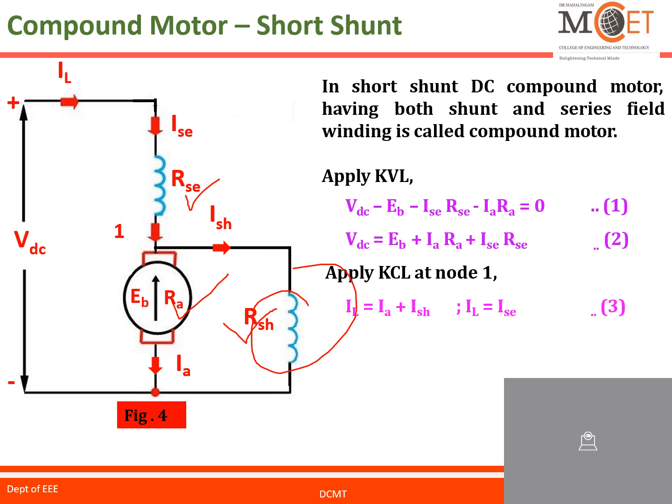Same as the previous one, the input voltage VDC equals back EMF plus IA RA plus IA RSC. If you take IA outside, then RA plus RSC. So this is the voltage equation. Then another one, the current. Let us consider node 1. Here the input line current IL equals IA plus ISH, split into two ways. See that here the line current equals the series field current. That's the representation of this.